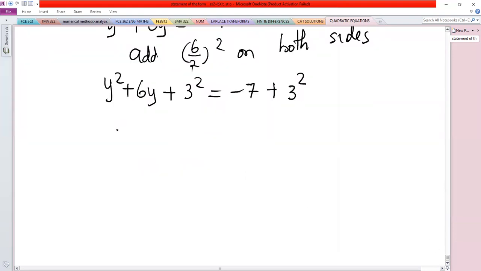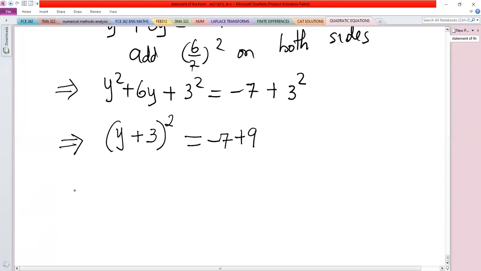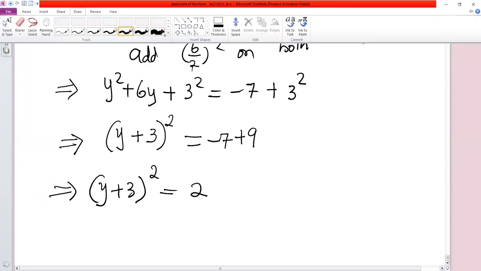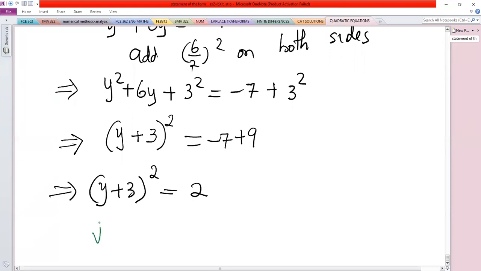Now we take one from here, so y, and then 3, then square. Gives minus 7 plus 9. So which means y plus 3 squared is positive 2. And then you take a square root on both sides. So square root of y plus 3 squared equals plus or minus square root 2.